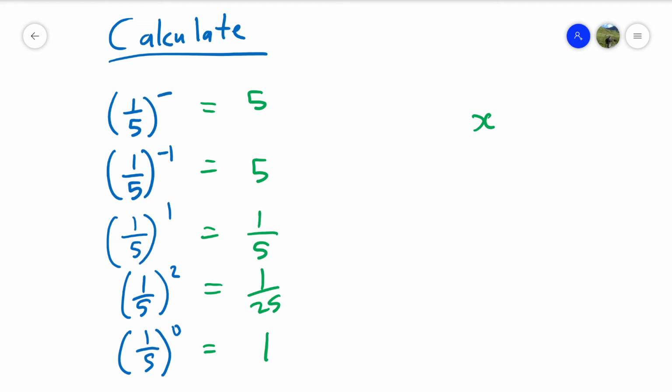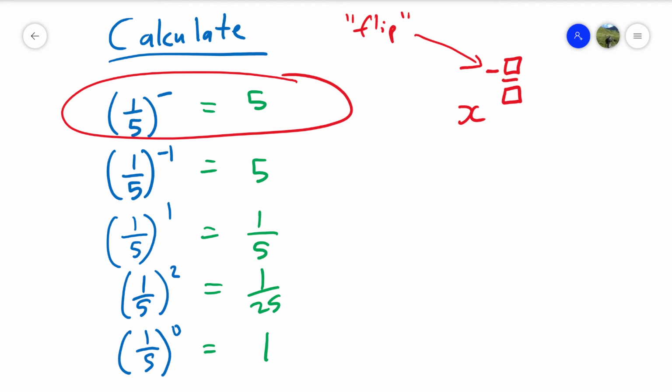Right, if that feels a bit awkward, I'm going to talk through some of my techniques and strategies. There's a big picture here, which is suppose you've got x, and then it's to the minus, and then suppose there's a fraction, there's a number on top and a number on the bottom. That minus means flip, it means turn upside down. So as an example here, 1/5 turned upside down is 5/1, which we can simplify as 5.